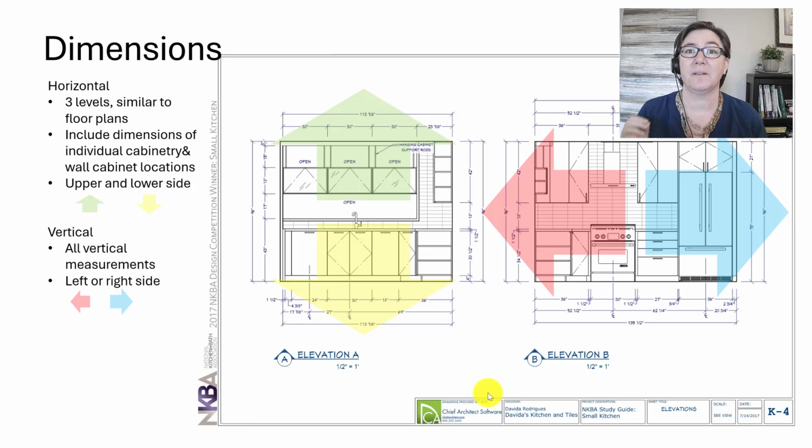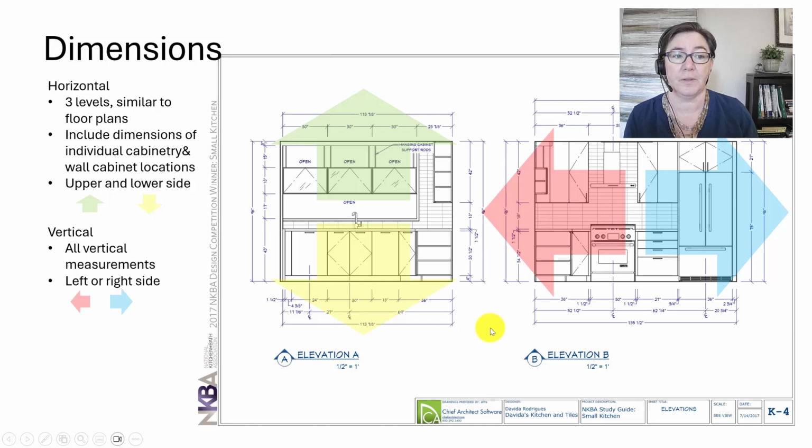Let's look at dimensions for the NKBA interior elevations. We were very definitive about what dimensions needed to be placed on a floor plan. The interior elevations, however, are a little more of a gray area, a little bit more of judgment is needed by the designer or the draftsperson. And so in general, you're going to have horizontal dimensions, right? Kind of in your left, right direction. And you're going to have vertical dimensions kind of in the up, down direction. Let's talk about the horizontal ones first.